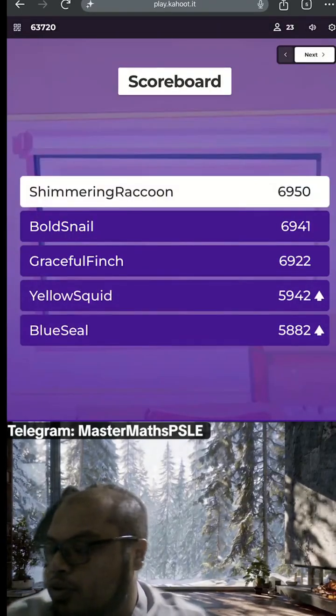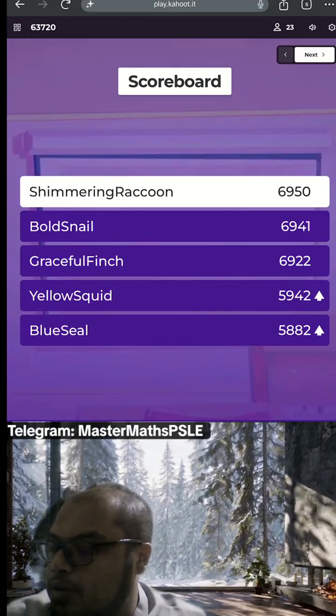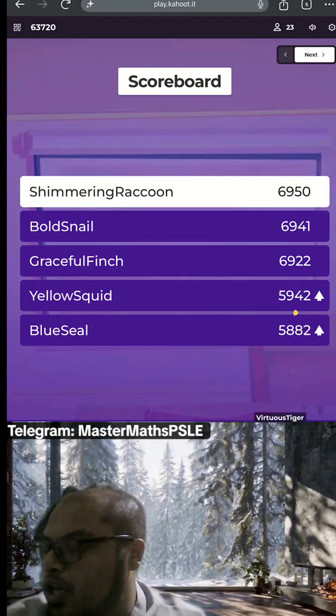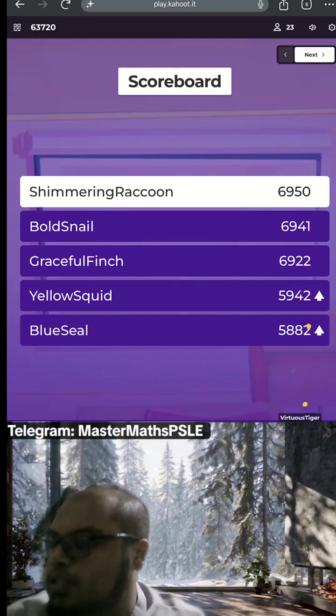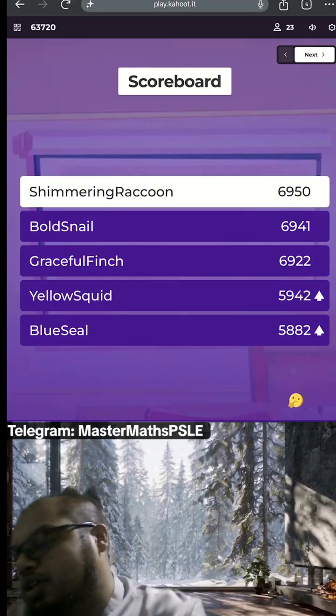Okay. Now we got the shimmering raccoon, 9 points ahead of the bow snail, and about 20 points ahead of the graceful finch. Then now we got newcomers in our 4th and 5th place, yellow squid and blue seal. Okay, very good, very good.